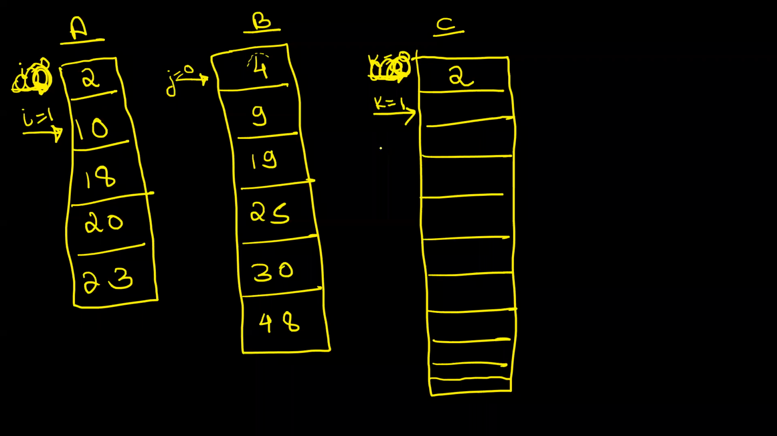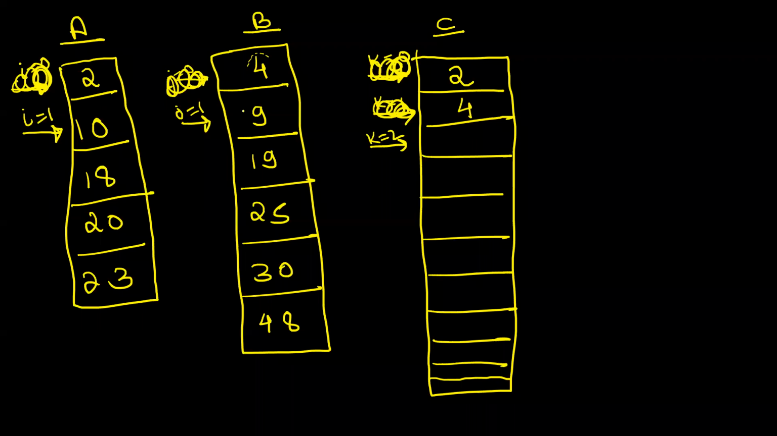I will move K forward. Boss, the next location that I have to fill is this. And then I will move J forward. Why do I move J forward? Because I have taken the element from array B. So I will move my pointer J forward to see what is the next element that array B has to offer. Now, after this, what do I see? Again, I is at a valid index and J is at a valid index. That means both the arrays have a number to offer. So again, let's do a comparison.